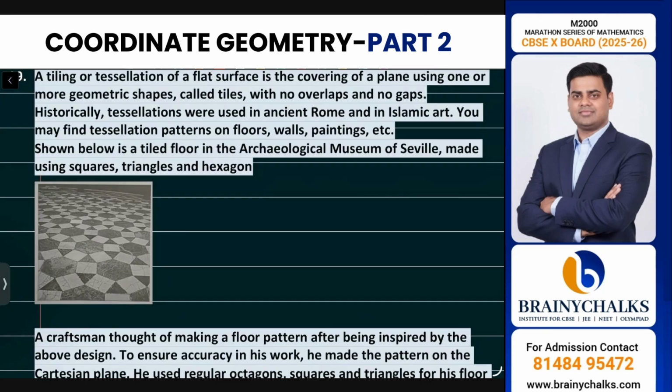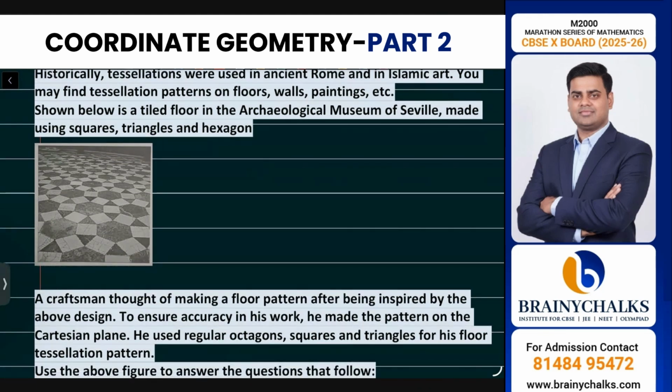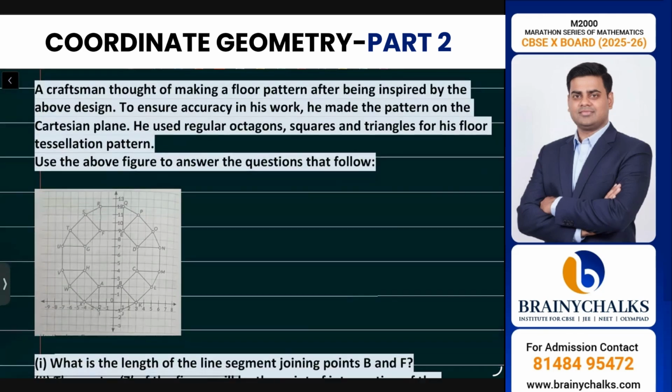A tiling or tessellation of a flat surface is the covering of a plane using one or more geometric shapes like tiles with no overlaps and no gaps. Historically, tessellations were used in ancient Rome and in Islamic art. You may find tessellation patterns on floors, walls, paintings, etc. Shown below is a tiled floor in the Archaeological Museum of Seville, made using squares, triangles, and hexagons. Okay, fine. We don't need the facts.